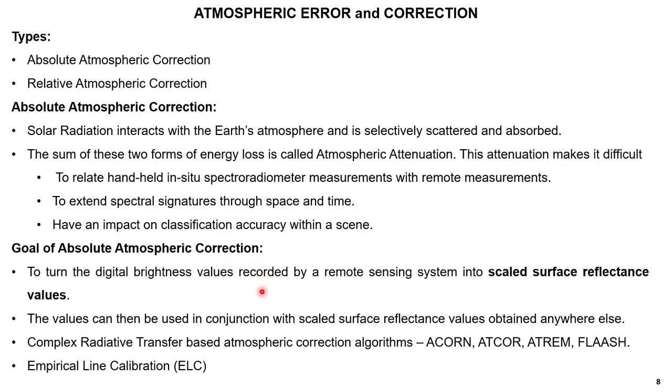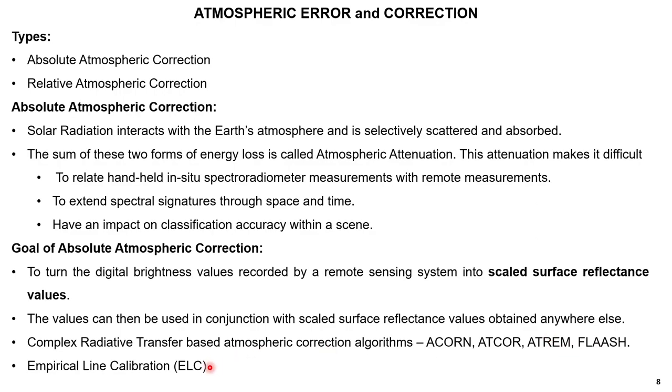And the goal of the atmospheric correction is to convert the digital brightness values recorded into a scaled surface reflectance. Once corrected, these values can be used for our further analysis. We have advanced correction algorithms, which are ACON, ATCOR, ATREM, and FLASH. This was discussed in the video lectures as well. I'm not going into detail.